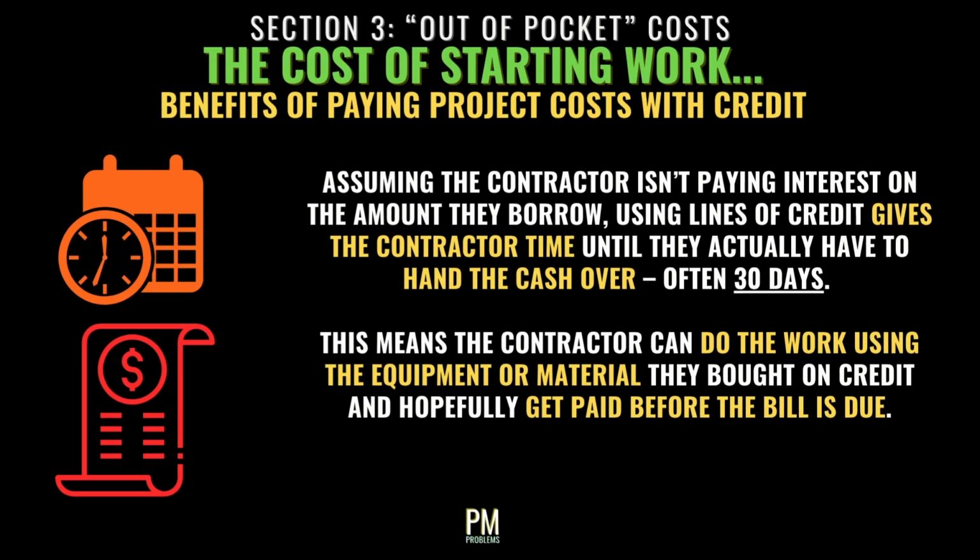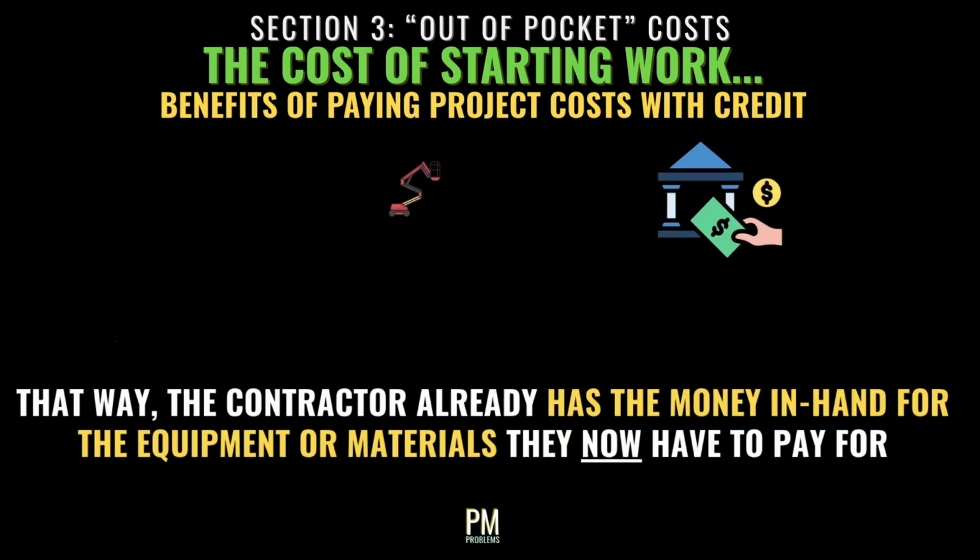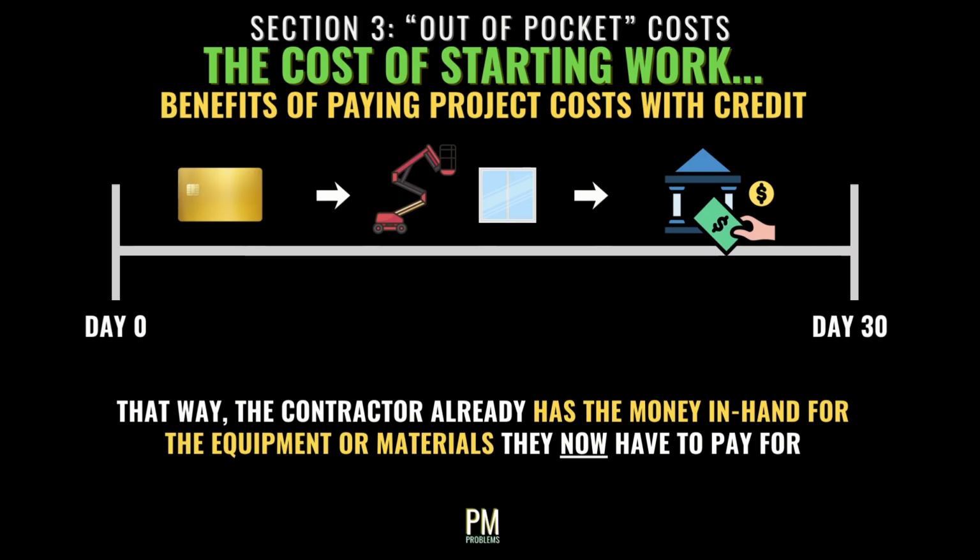Funding the work on credit has one major benefit, assuming the contractor isn't paying interest on that amount. It gives the contractor time until they actually have to hand the cash over, often 30 days. This means the contractor can do the work using the equipment or material they bought on credit and hopefully get paid by the owner before the credit bill is due. That way, the contractor already has the money in hand for the equipment or materials they now have to pay for. But realistically, even in the best of conditions, there will likely be a window of time between when those bills come due and when the contractor gets paid.